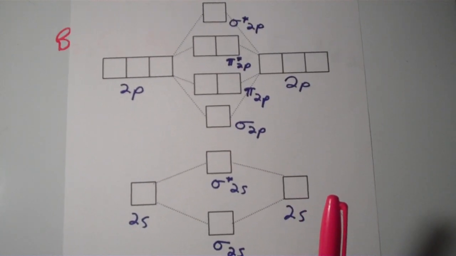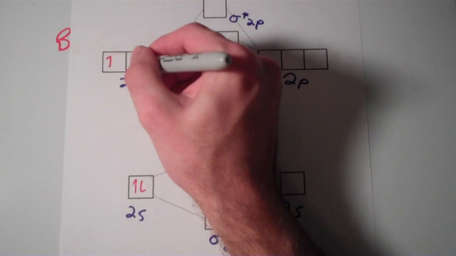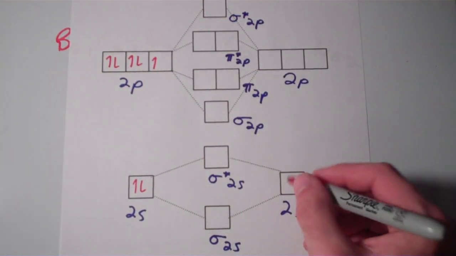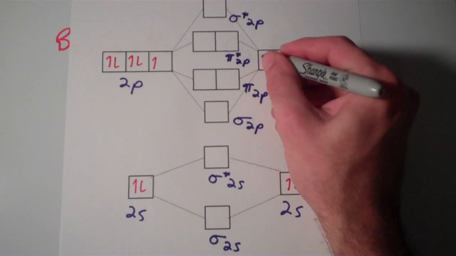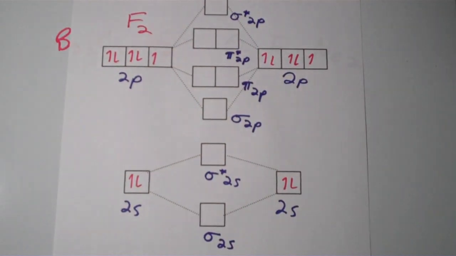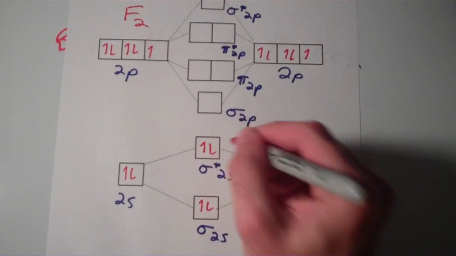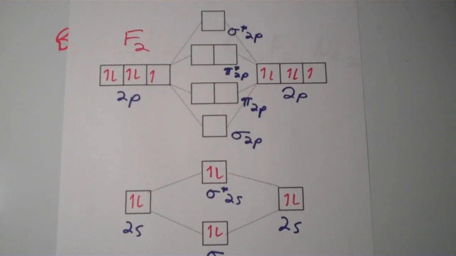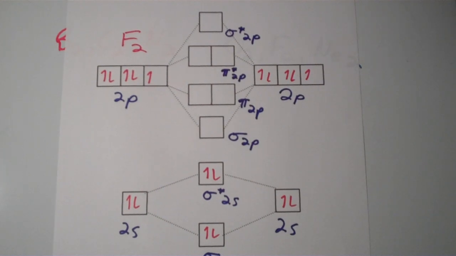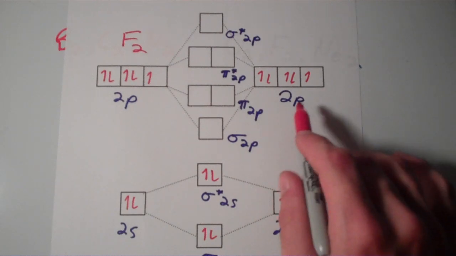The energy ordering for F2 is going to be the same as it was for O2. So F2 has 7 valence electrons. So 1, 2, 3, 4, 5, 6, 7. I'll do the same thing for the other fluorine atom. These 4 electrons are going to fill up these 2 orbitals. And then we have 10 electrons coming from the p orbitals.